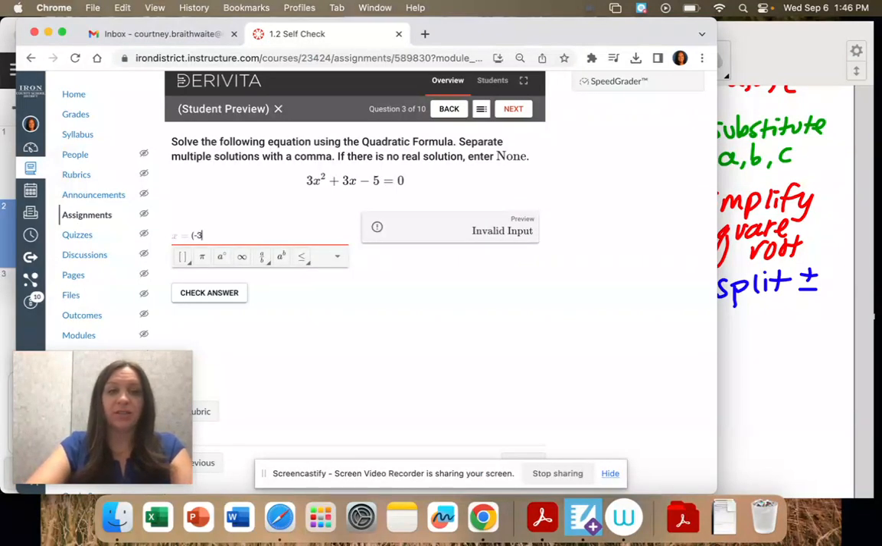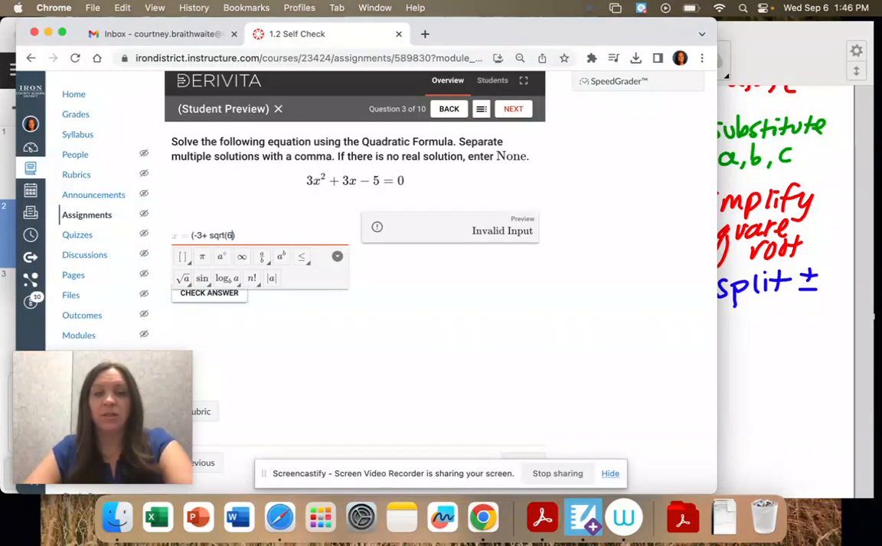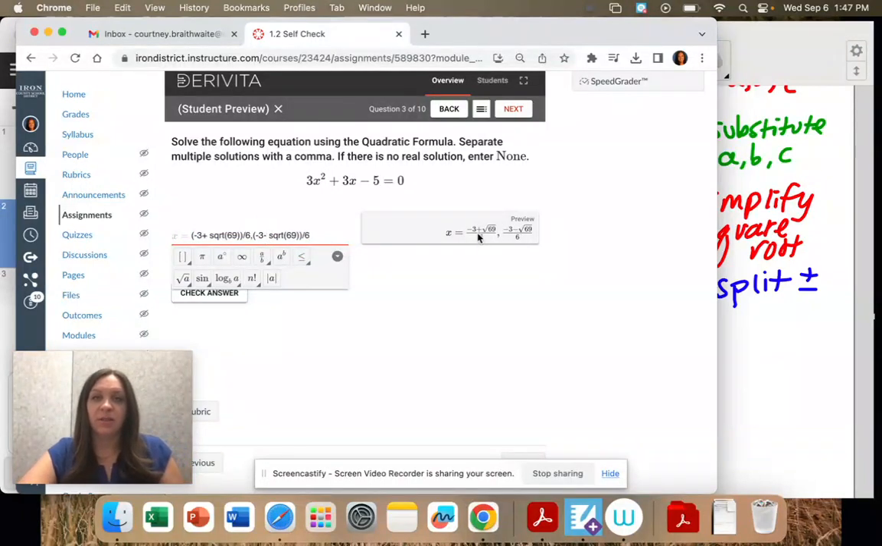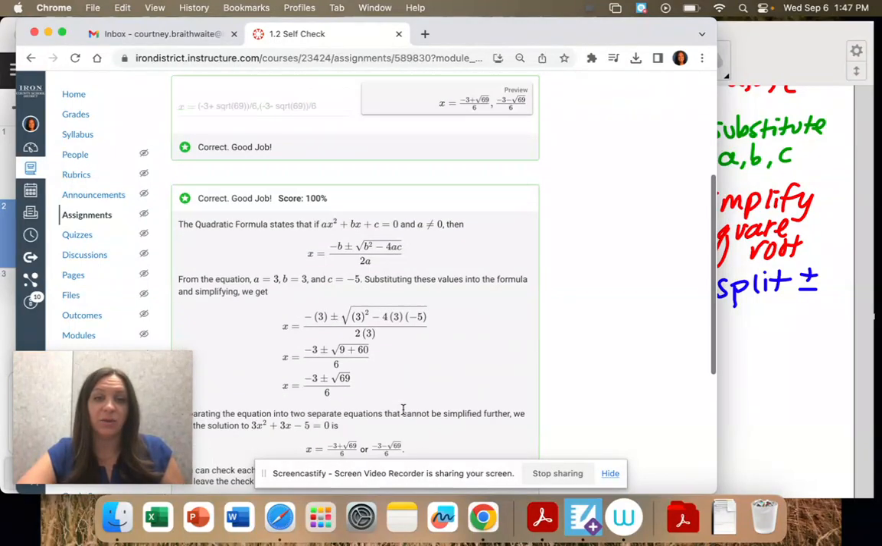We put parentheses, drop your menu to get your square root. So notice how I put parentheses around the whole numerator, comma, and then it's the exact same thing. So I'm going to copy, paste, but with a subtract. So plus, minus, that's as simplified as we can go.